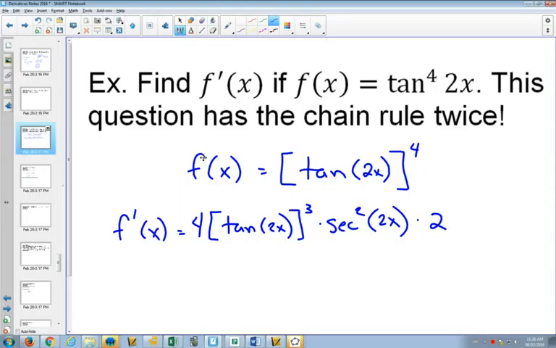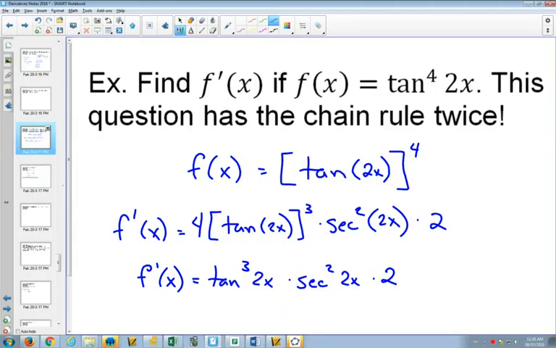Yes, the derivative of tan is secant squared. So when we were going to the next function that we have to do the derivative of, that's what we would write, and we'd keep the inside the same. Then we do the derivative of the last inside function, which is 2. Now, if you wanted to here at the end rewrite it, you could do that.